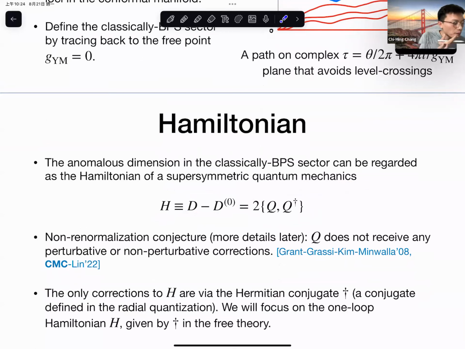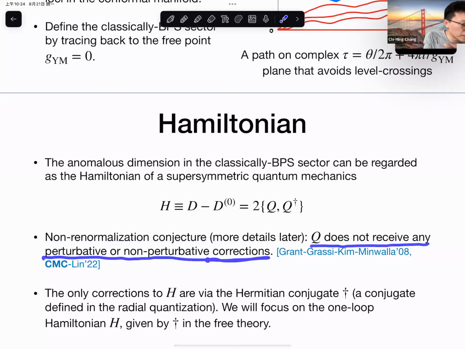Now if we want to study this supersymmetric quantum mechanics, of course, we would like to go away from g Yang-Mills equals 0. Then we need to understand how g Yang-Mills corrects this Hamiltonian. There is a non-renormalization conjecture. I will tell you more detail later, but now let me just state this conjecture: the supercharge Q does not receive any perturbative or non-perturbative correction.